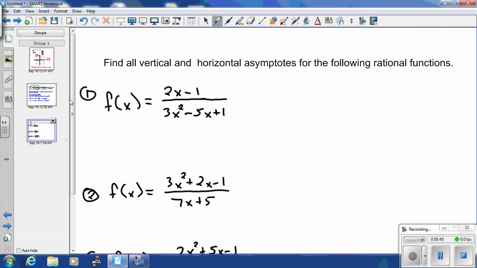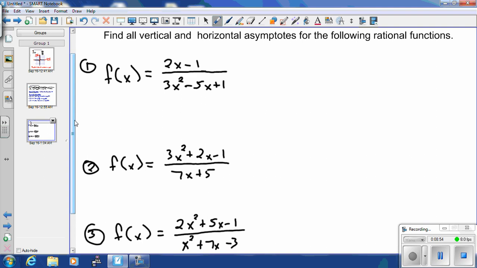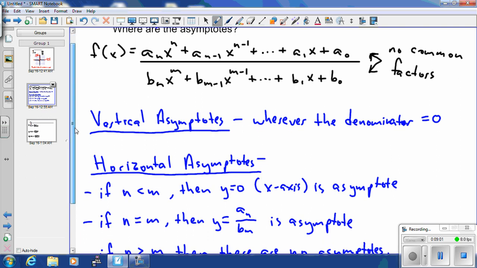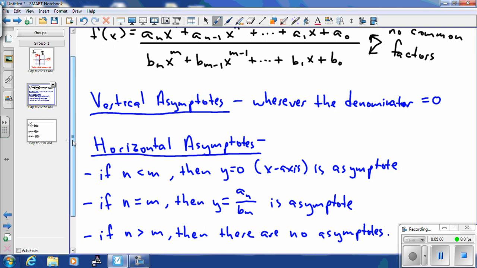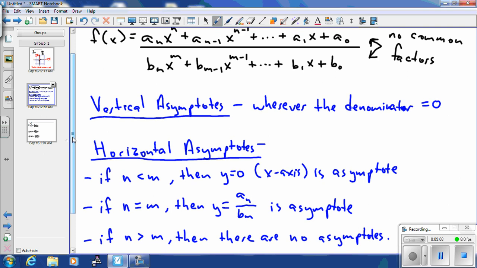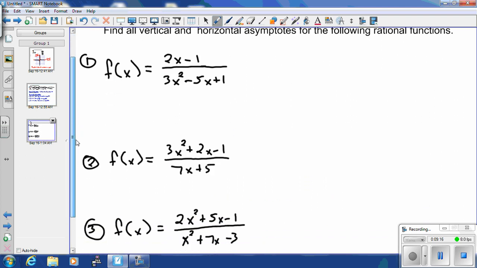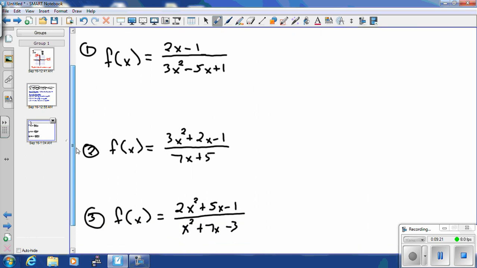So here are 3 examples. You'll be asked to find all horizontal and vertical asymptotes for the following rational functions using this breakdown right here. You might want to pause the video to copy this down in your notes so that you can look at it while you're trying these problems. Pause the video, try to determine where the vertical and horizontal asymptotes are, and then resume it.